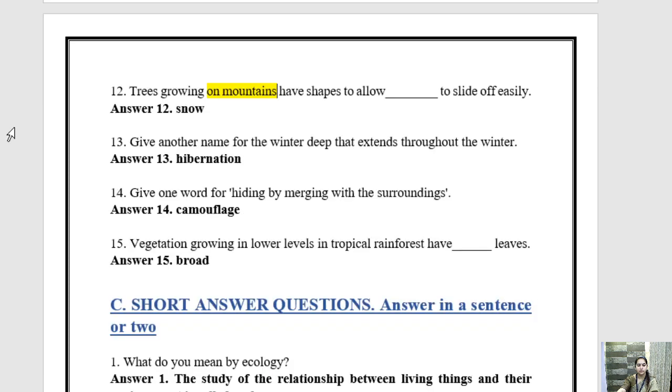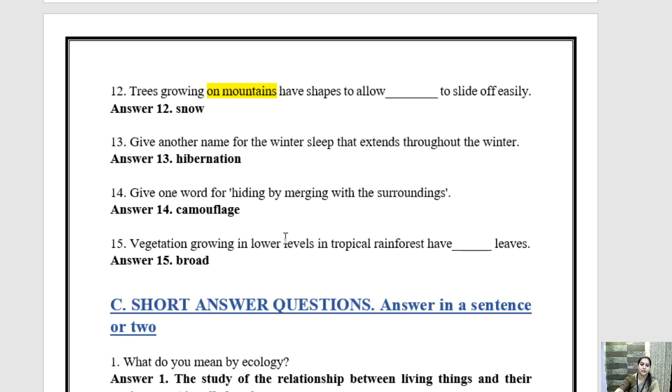13. Give another name for winter sleep that extends throughout the winter. So I have told you that जब बहुत ठंड होती है तो कुछ एनिमल्स क्या हो जाते हैं? सो जाते हैं. They do not wake up. फिर जैसे टेम्परेचर नॉर्मल होता है, they again wake up. Alright. So this process is known as hibernation. It is called hibernation.